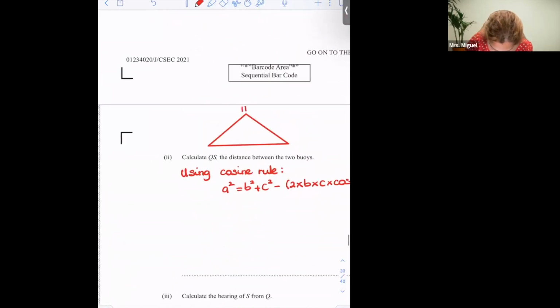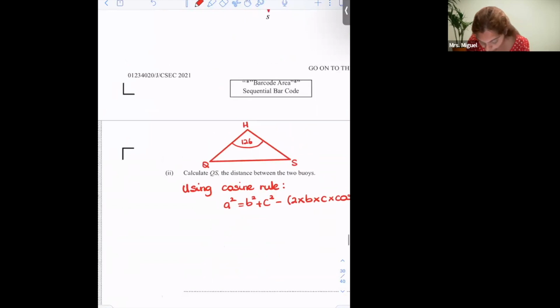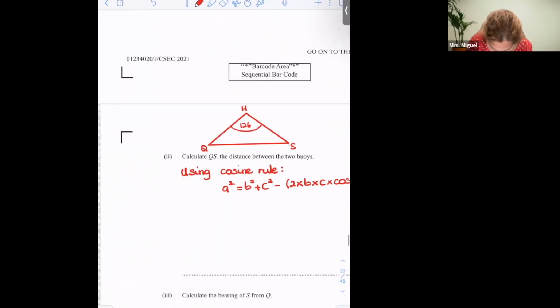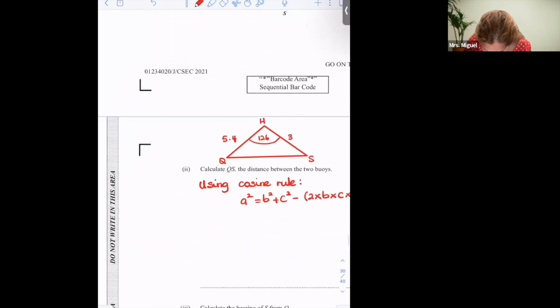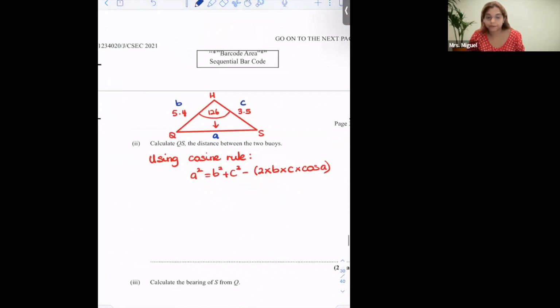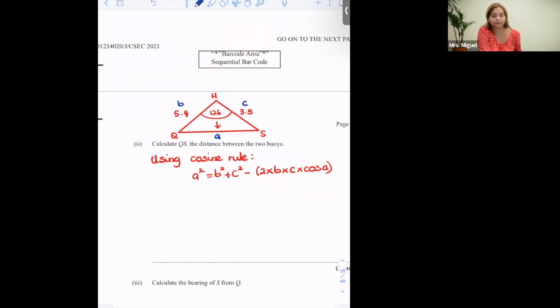HQS, this is 126. HQ, I believe, is 5.4. HS is 3.5. This is the side opposite, so we're going to call this A. This is my A, this is my B, and this is C. Go ahead. Use the cosine rule and find the answer.